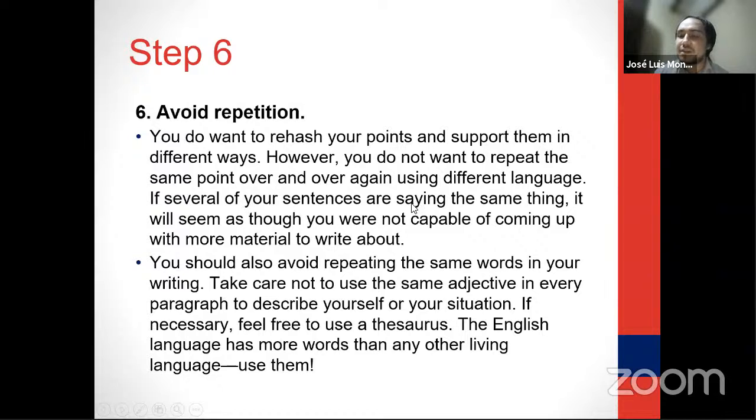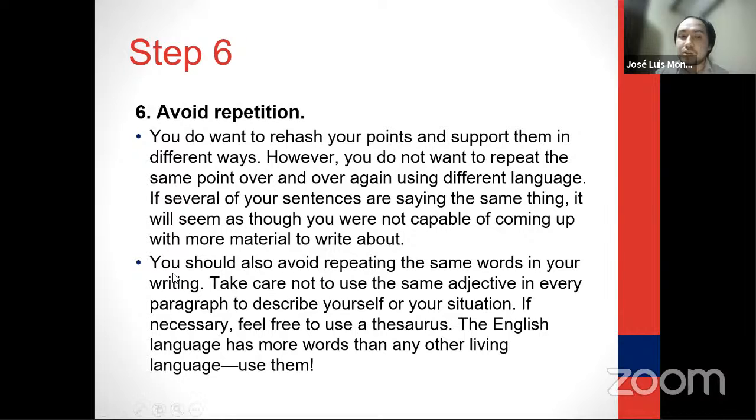If several of your sentences are saying the same thing, it will seem as though you were not capable of coming up with more material to write about. So it's what I was saying. If you are going to use the idea of important many times, let's not use the word important all those times, right? The first time it could be important, but the second time is going to be vital. The third time is going to be crucial. The next time is going to be a different word. So that's why we're going to be using synonyms, okay?